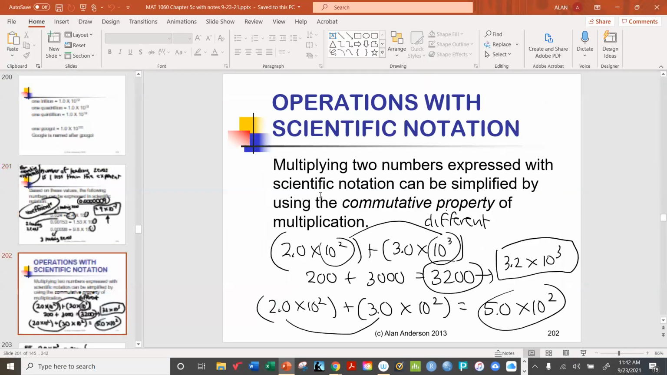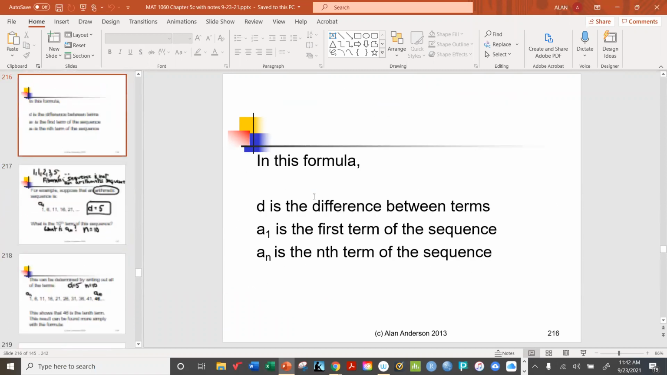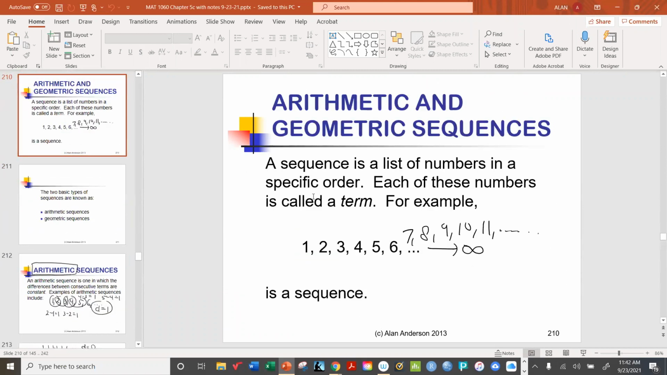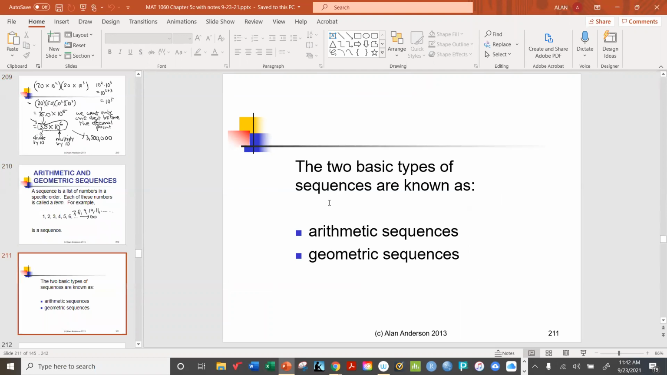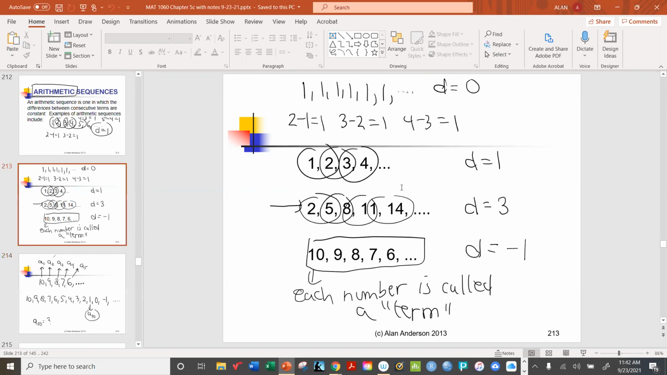So remember when we introduced sequences, there are two basic types, arithmetic and geometric. And so the arithmetic ones we've been looking at for a while now, and an arithmetic sequence is a sequence where each term has a common difference. Okay, so these are some examples that we looked at. 1, 2, 3, 4, obviously, because there's a common difference of 1. 2, 5, 8, 11, 14 is an arithmetic sequence because they have a common difference of 3. 10, 9, 8, 7, 6 is an arithmetic sequence because the common difference is -1.